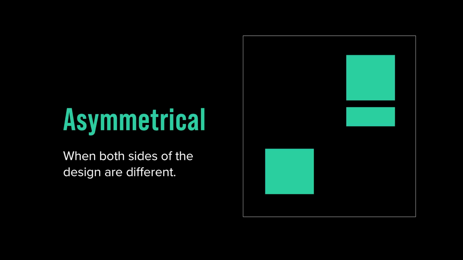And then there's asymmetrical balance. A means not. So an asymmetrical design is not symmetrical. It's when both sides of the design are different. As you can see, there is a square in the bottom left of the design on this example, and a square and rectangle in the top right.